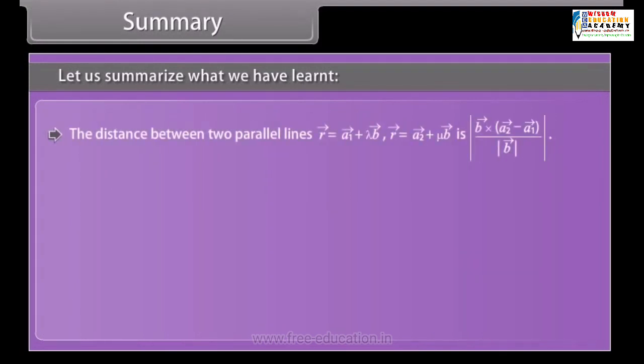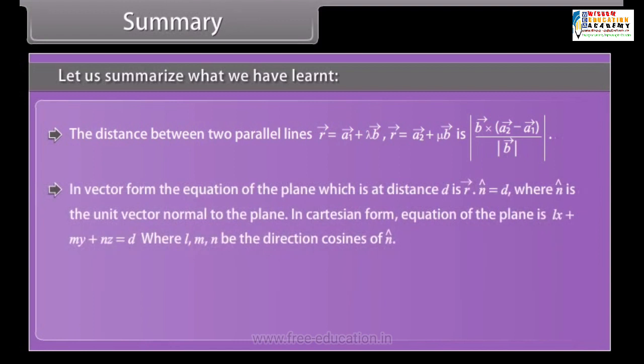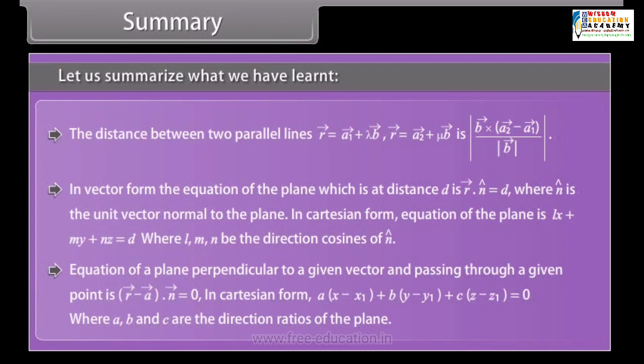The distance between two parallel lines is. In vector form, the equation of the plane which is at distance d is, where cap n is the unit vector normal to the plane. In Cartesian form, the equation of the plane is, where l, m, n are the direction cosines of cap n. Equation of a plane perpendicular to a given vector and passing through a given point is, in Cartesian form, where A, B, and C are the direction ratios of the plane.